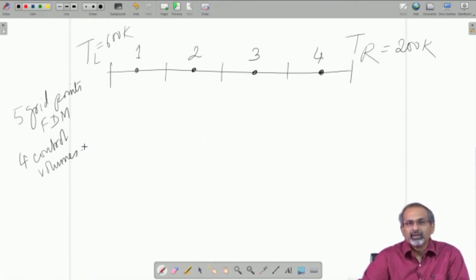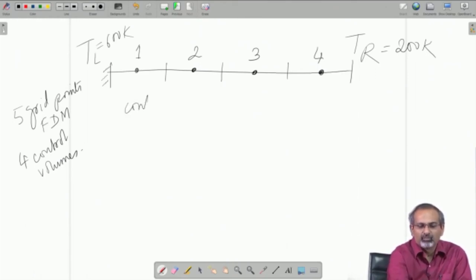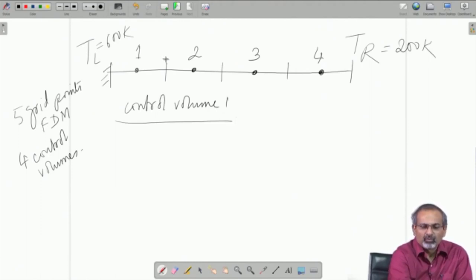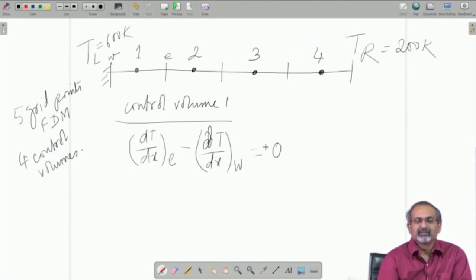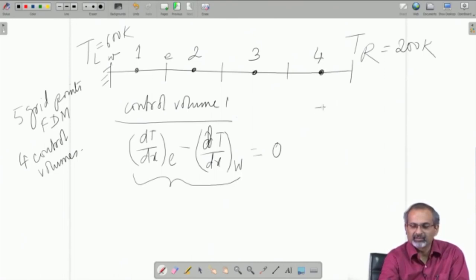Let us first look at how we write down the discretized equation for control volumes 1 and 4, which are lying with the boundaries sharing one of the faces with them. So, we will write down for control volume 1 to begin with. For control volume 1, this is the east face, this is the west face, and if you recall, we have to write down this, which is basically your definition, because the A is a common factor. So, you are only left with this expression. How do we write it for control volume 1? Let us try to do it.